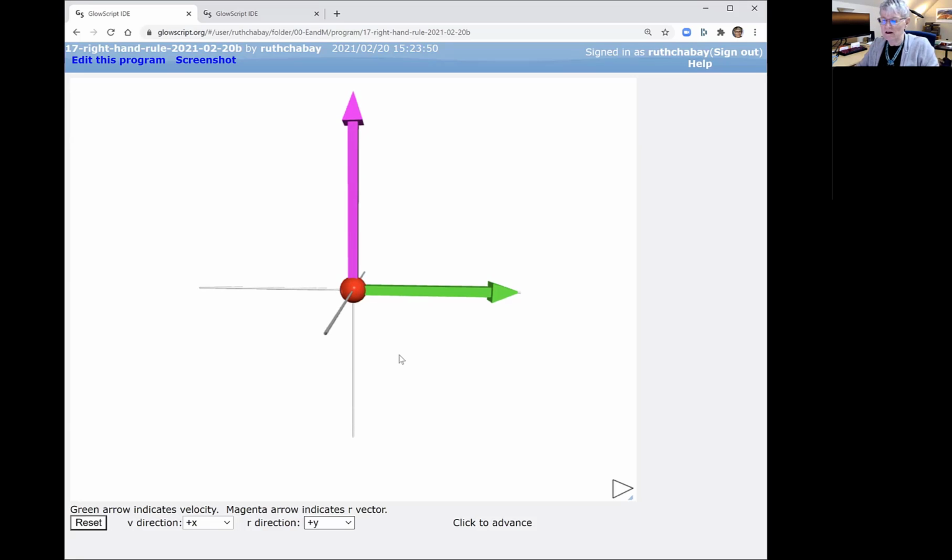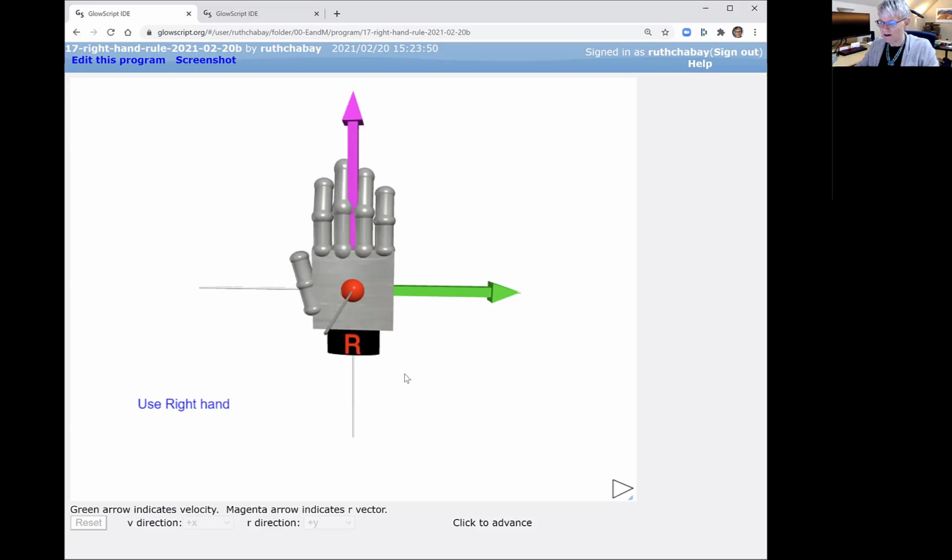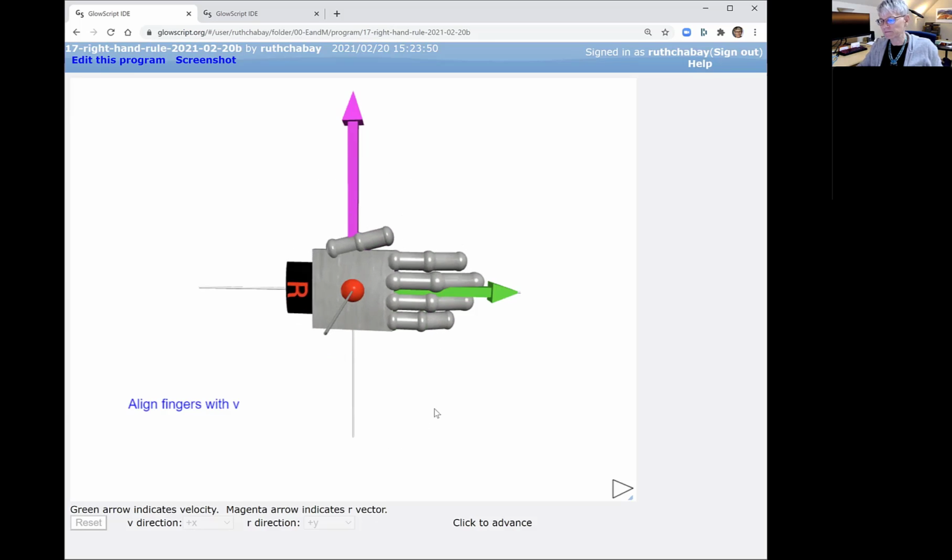So now we need a right hand. So here's a right hand. And you can tell it's a right hand because it's wearing a wristband that says R on the back. It's like its smartwatch said R or something like that. And remember that the first thing we have to do when we do a cross product with the right hand is align our fingers with the vector that shows up first in the cross product. Now, in this case, this is v cross r hat. So we want to align our fingers with the vector v, and to do that, we have to rotate our arm to align our fingers with v.